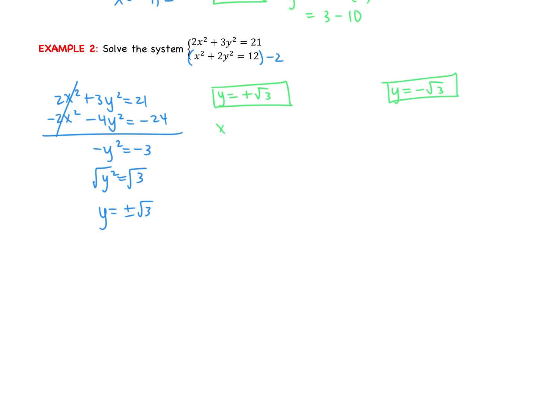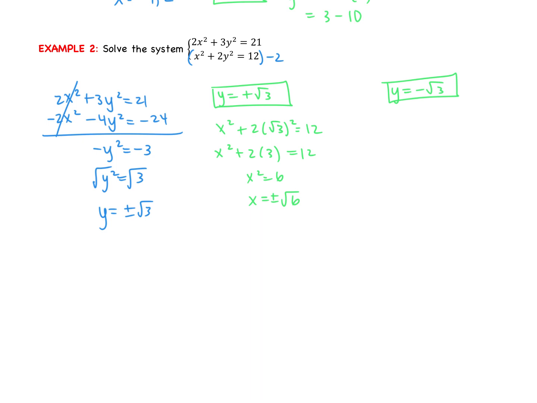So I get x squared plus 2 times √3 squared is equal to 12. √3 squared is just 3. So we're going to end up with a 6 here, which we can subtract, which gives us x squared equals 6. So our x is equal to plus or minus √6.